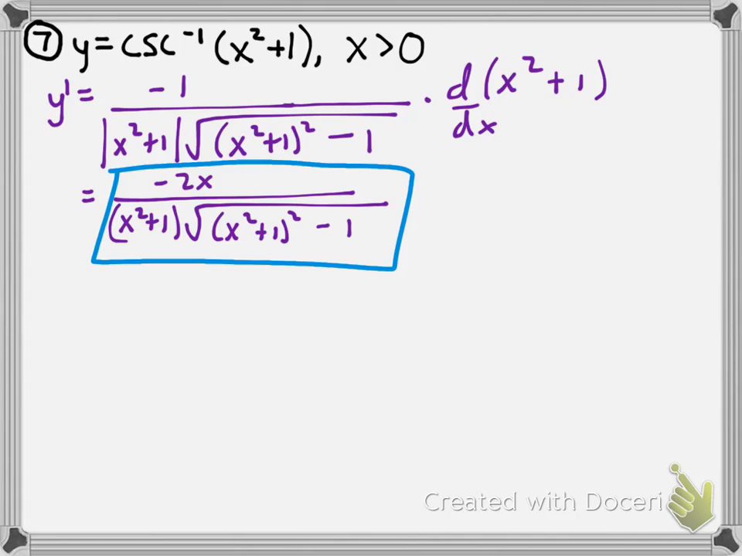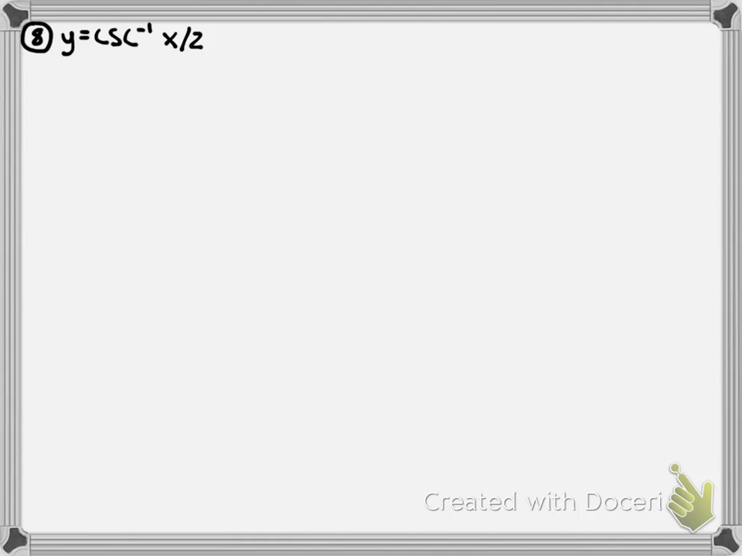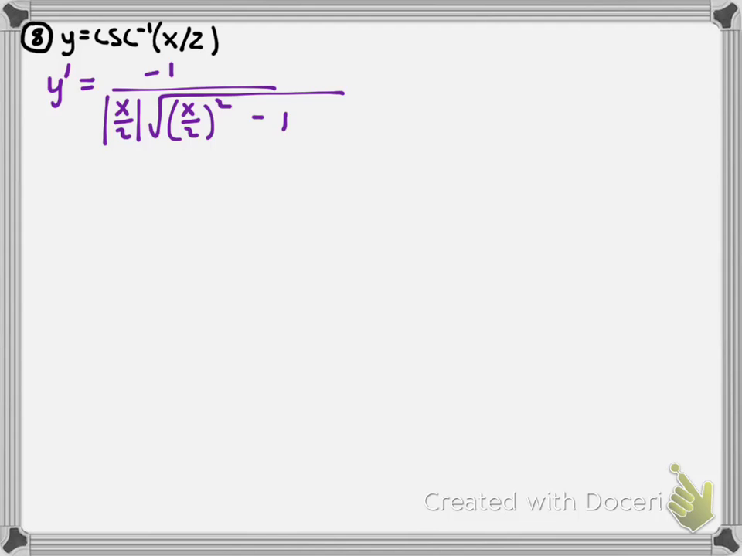I think I can get these first 8 problems done in one video, and then I'll take the next video to do number 19. Alright, so here we have the inverse cosecant of x over 2, and well, we haven't done an inverse cosecant one yet, have we? No, we just did. My bad. Alright, well, negative 1 over the absolute value of x over 2, and then multiply by the square root of that thing squared minus 1, and then we're going to multiply by the derivative of that thing.